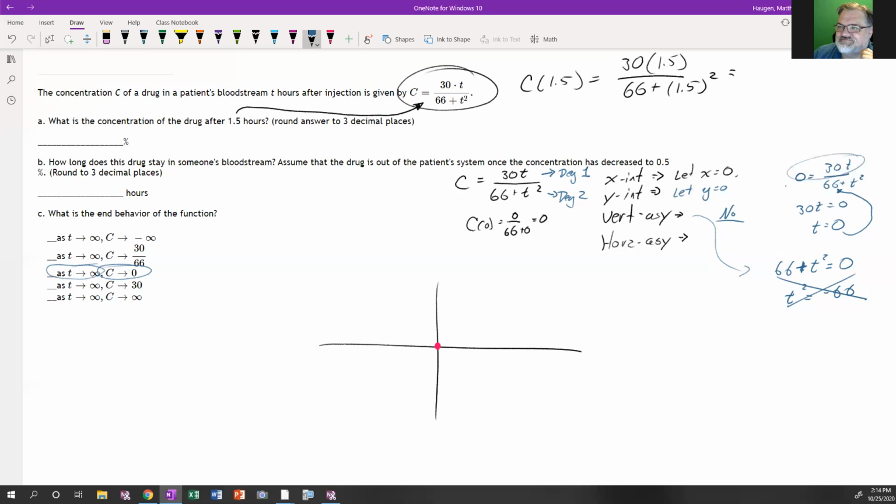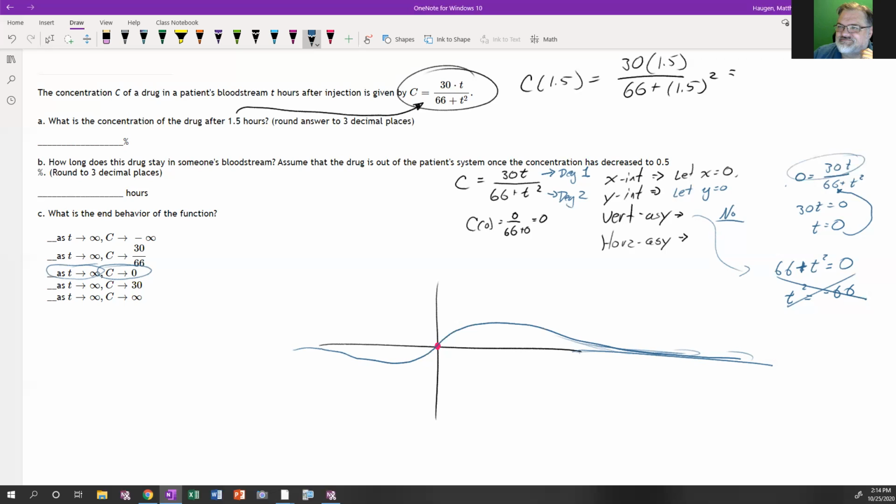So what do we know is going to happen? We know it's going to fall this way. And if you were to graph this whole function, you'd see it looks something like that. Notice no vertical asymptotes, no other x or y intercepts, and that leveling off, that horizontal asymptote at y equals 0, or in this case, I guess c equals 0.